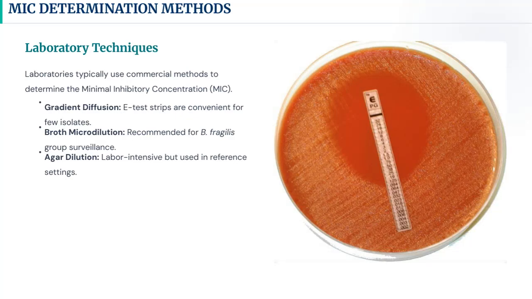When it comes to determining the minimal inhibitory concentration, or MIC, there are several methods in the lab toolkit. Agar dilution is one. It's reliable but labor-intensive, mostly reserved for reference settings. Broth microdilution is the go-to for monitoring the B. fragilis group, offering a good balance of accuracy and efficiency. Then there's gradient diffusion, like E-test strips, which are handy when you're dealing with just a few isolates. Most labs rely on commercial methods to streamline this process.